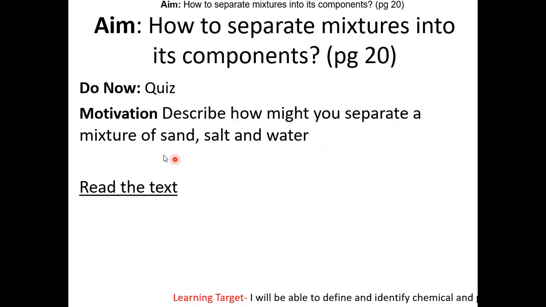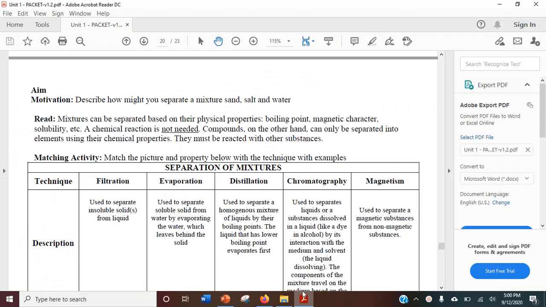I'm sure most of you probably have an idea how to do it. So read the text. Mixtures can be separated based on their physical properties: boiling point, magnetic character, solubility, etc. A chemical reaction is not needed. Compounds, on the other hand, can only be separated into elements using their chemical properties. They must be reacted with other substances.